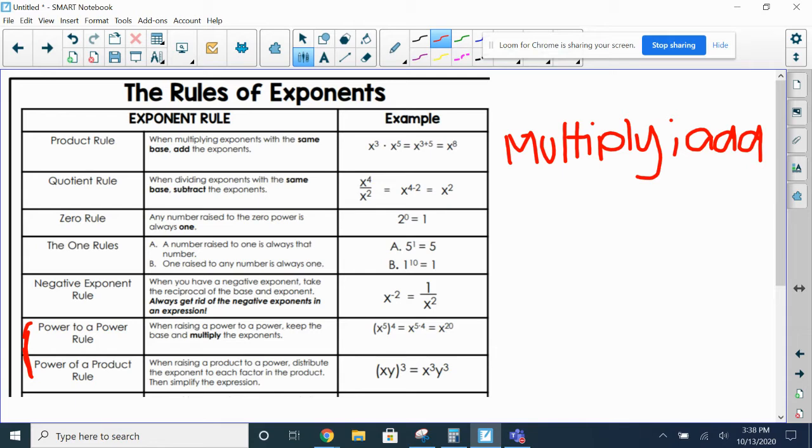And then, our quotient rule. We know quotient is the answer in division. When we have matching bases that are being divided, we keep that matching base and we subtract the exponents. So multiply, add; divide, we subtract.